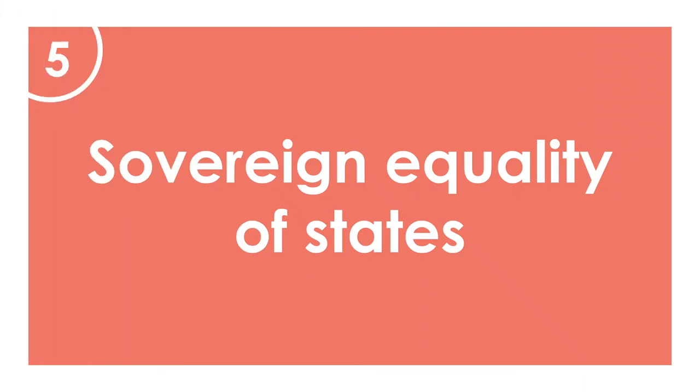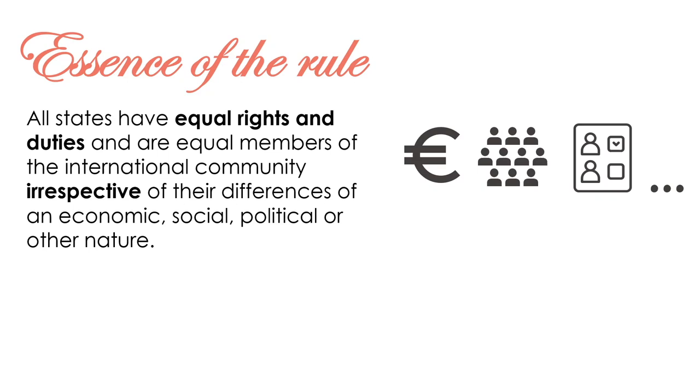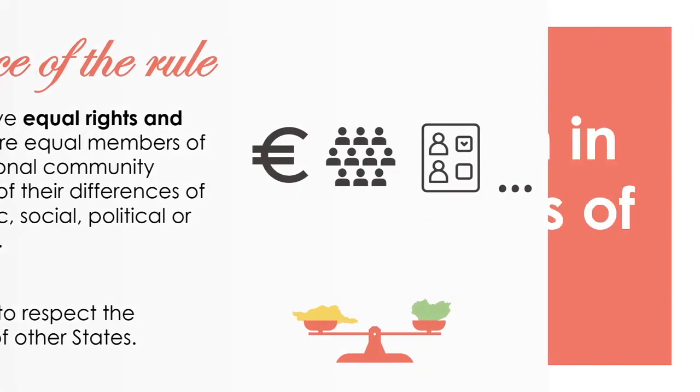Number 5, sovereign equality of states. The essence of the rule is that all states have equal rights and duties and are equal members of the international community irrespective of their differences of an economic, social, political, or other nature. States have to respect the personality of other states.